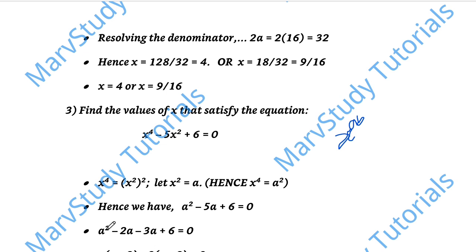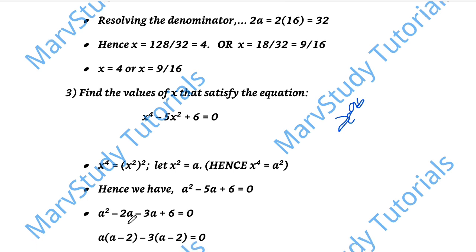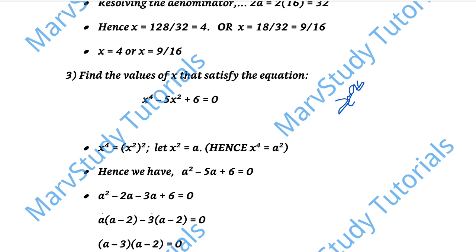We look at what is common between a squared and negative 2a, and that's simply a. So if we divide a squared by a, we're going to be left with a, and negative 2a divided by a is negative 2. So we have a bracket a minus 2. And then if we look at negative 3a and plus 6, the common factor is negative 3. Negative 3a divided by negative 3 is a positive a, and 6 divided by negative 3 is negative 2. So we have a minus 2 times a minus 3 equal to 0.